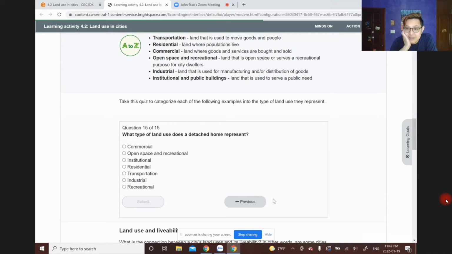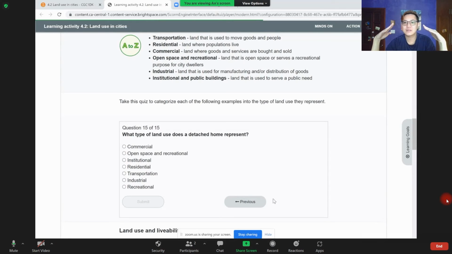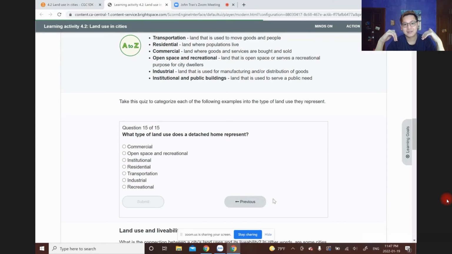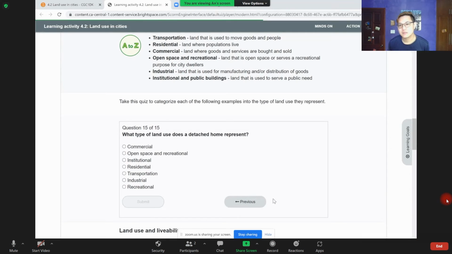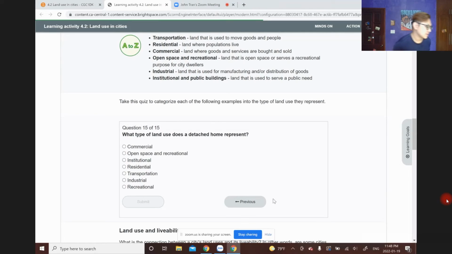Detached home. You know what a detached home is? Basically, there are different types of homes. Two homes that share the same wall with each other are not detached. But a home that does not share a wall with any other homes is a detached home. For example, if two houses next to each other are separated by a garden or something, so they don't share the same wall, they are detached homes.